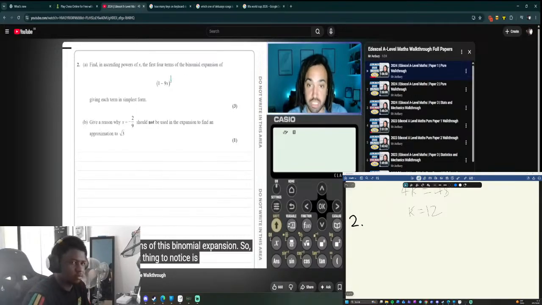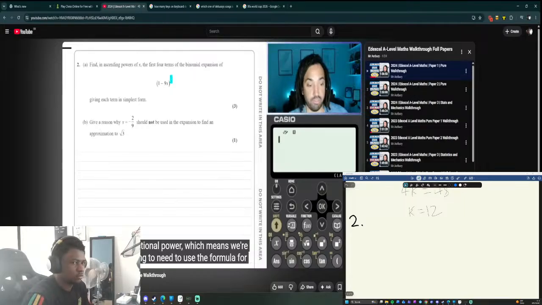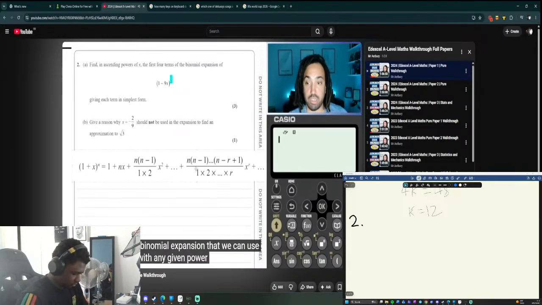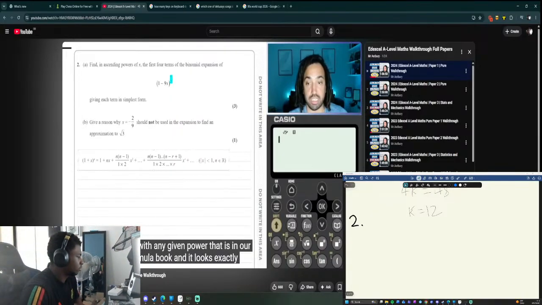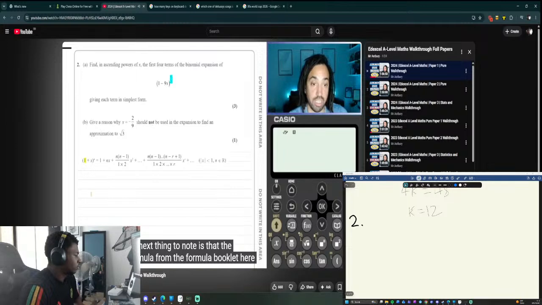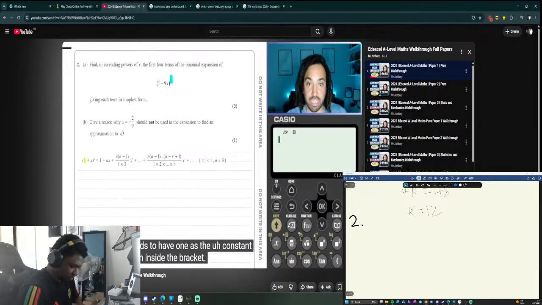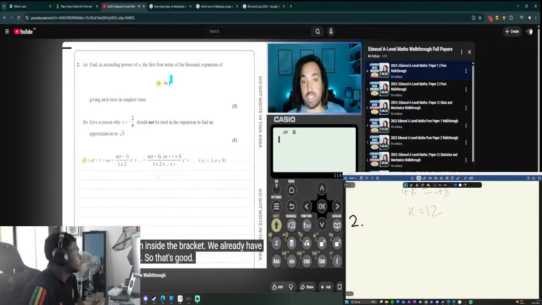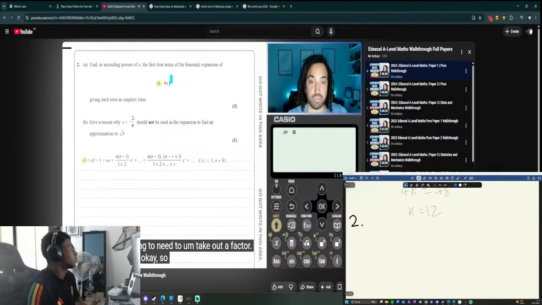So first thing to notice is that we have a fractional power, which means we're going to need to use the formula for the binomial expansion that we can use with any given power. That is in our formula book, and it looks exactly like this. Next thing to note is that the formula needs to have 1 as the constant term inside the bracket. We already have that, so that's good. It means we're not going to need to take out a factor.